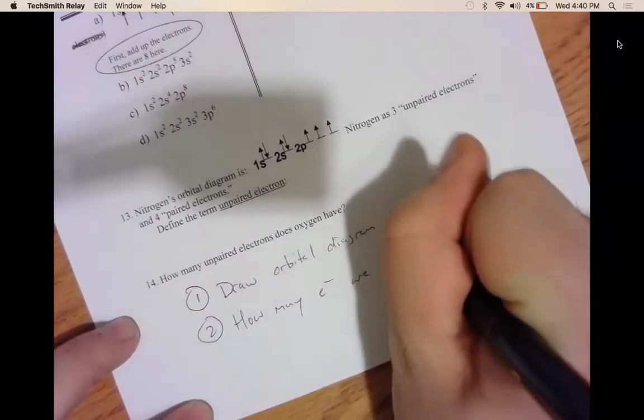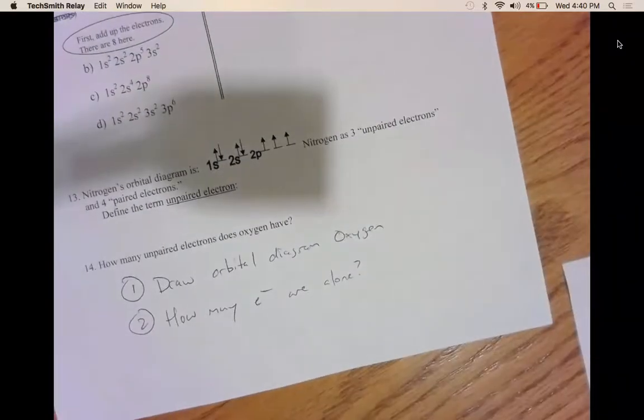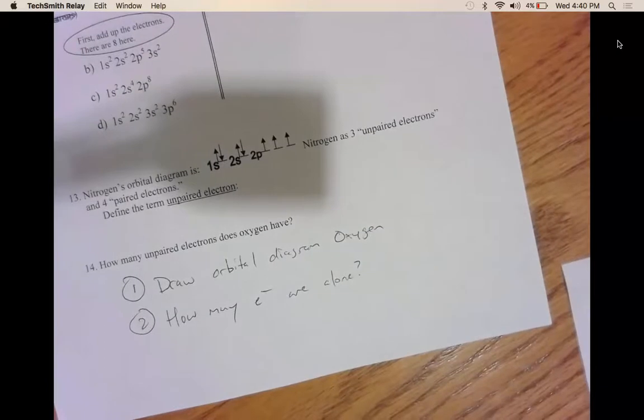Alright guys, if you have any questions, please make sure you circle them and write down what you got stuck on, what you need help with.